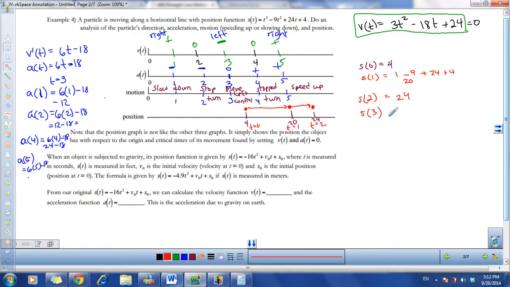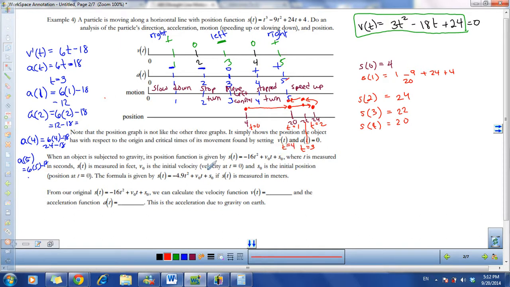Then s of 3, I get 22. So put 22 in the middle. And this is at t equals 3. Oops. So I turned around, and I'm moving to the right. And then s of 4. At s of 4, I get 20 again. So I'm over here again. This is t equals 4.